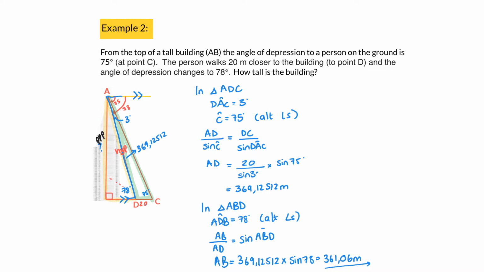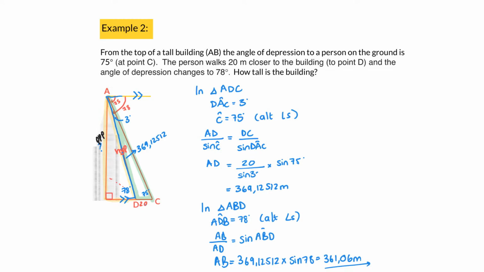So let's look at another example we've already done before. It says from the top of a tall building, AB, the angle of depression to a person on the ground is 75 degrees at point C. The person walks 20 meters closer to the building to point D, and the angle of depression changes to 78 degrees. How tall is the building?